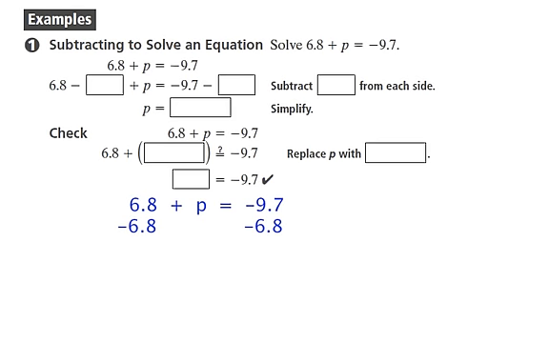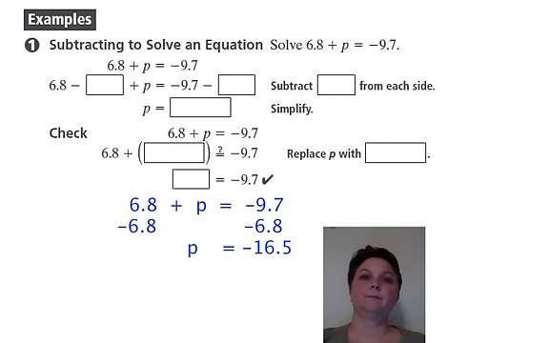On the left-hand side, the 6.8's cancel each other out. On the right-hand side, we have negative 9.7 minus 6.8. The left-hand side will be p, and negative 9.7 minus 6.8 is negative 16.5. Don't forget, you're allowed to use a calculator on these problems. That will save you a lot of computation time. Pause the video at this time if you need more time to copy down this example.